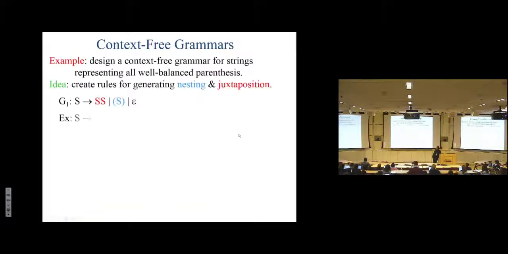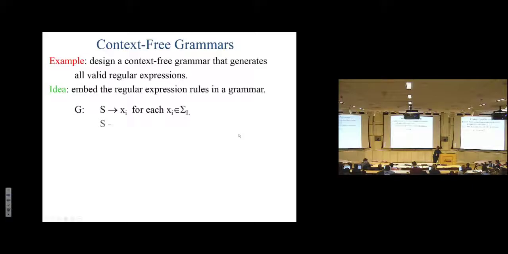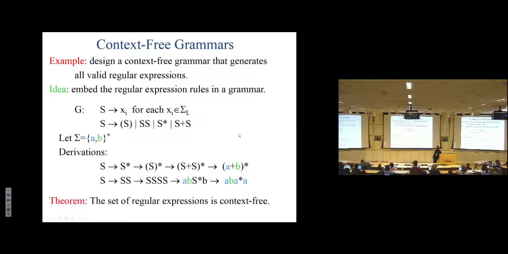Another example was all possible ways of properly nesting parentheses. 3 rules get you the job done. You can juxtapose parentheses, you can nest them one deep, and if you apply that rule recursively, you can nest them arbitrarily deep, and you can get all possible well-formed nestings of parentheses with just a few, 3 in fact, context-free rules. So you can see how powerful these grammars are. Here's a grammar that generates all valid regular expressions.